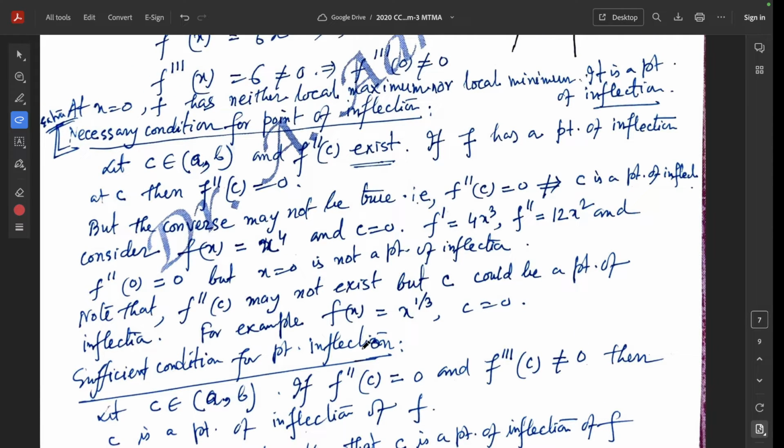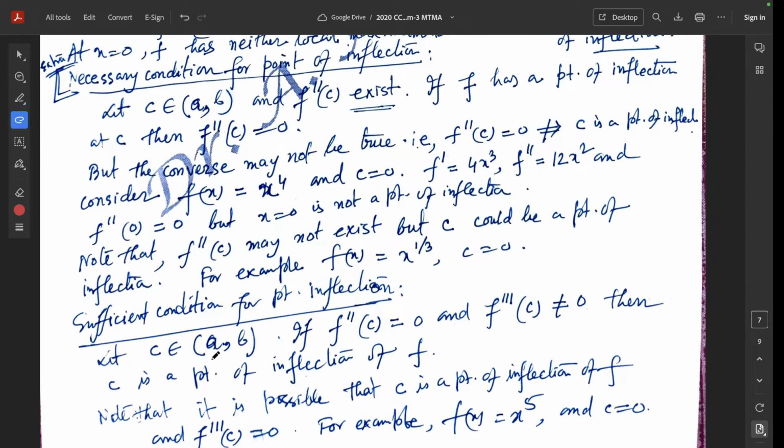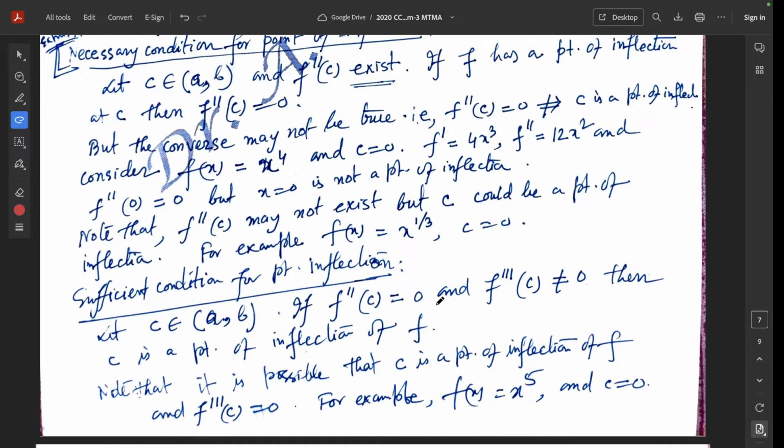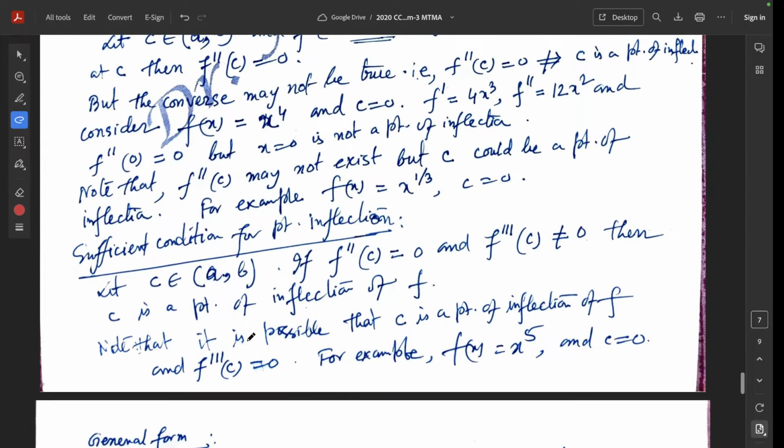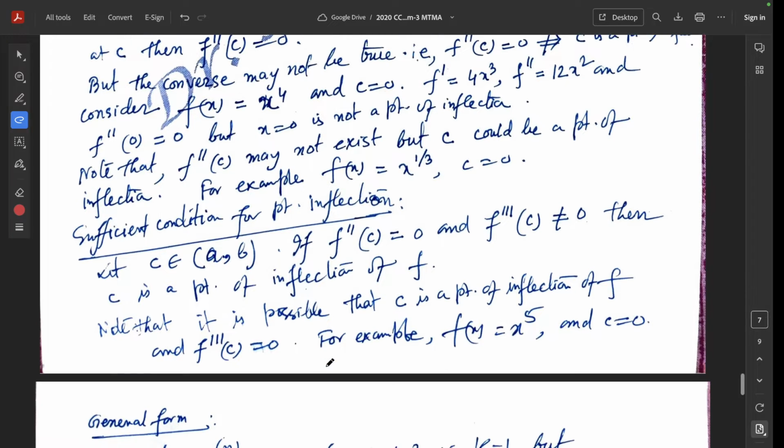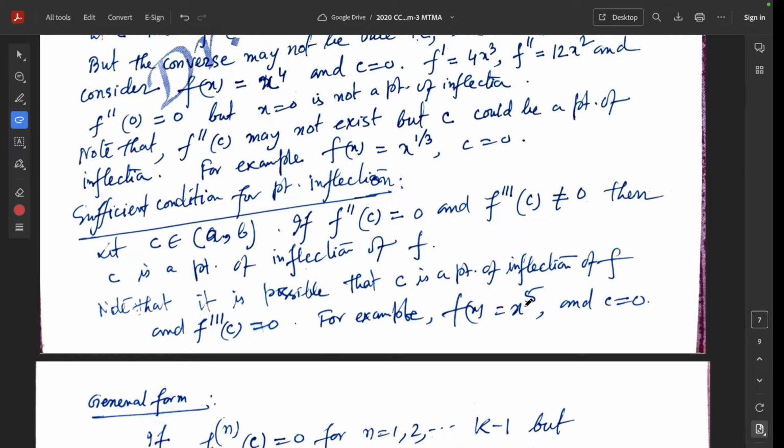And the sufficient condition for point of inflection: C is a point within the open interval AB. If f double dash C equal to 0 and f triple dash C not equal to 0, then C is a point of inflection. Note that it is possible that C is a point of inflection of the function f and f triple dash C equal to 0. For example, f(x) equal to x to the power 5.